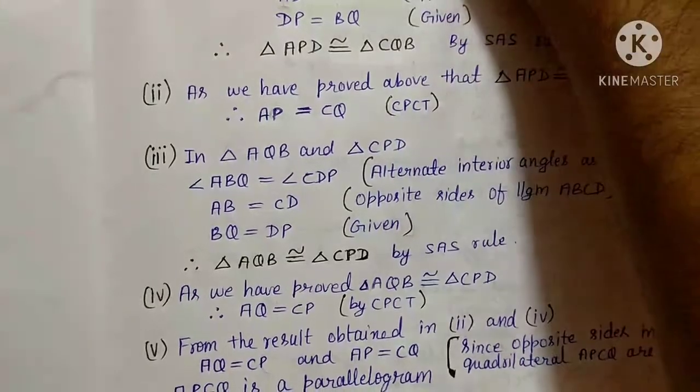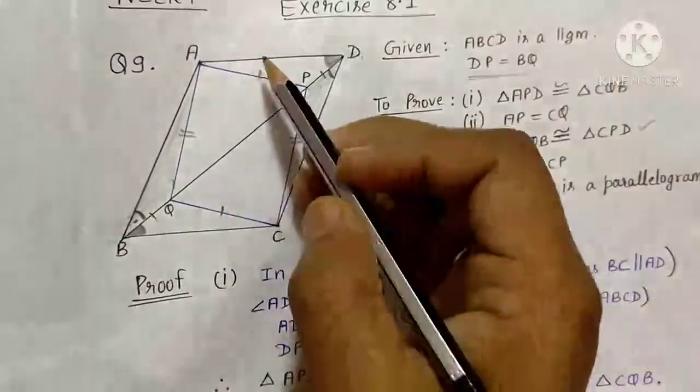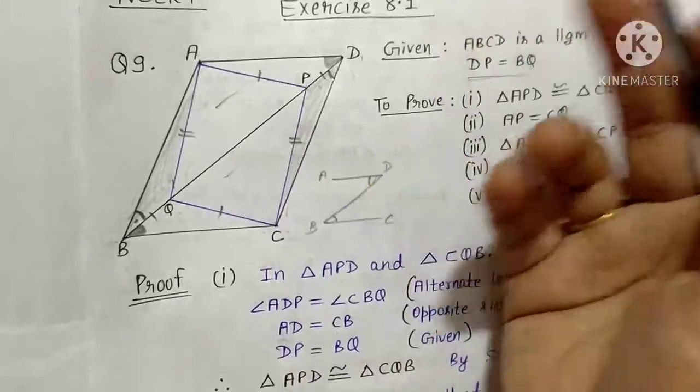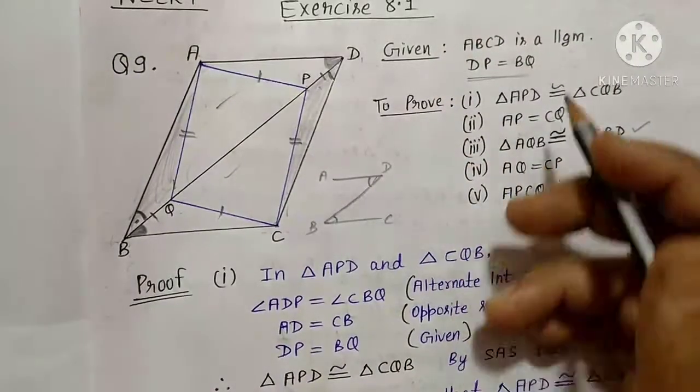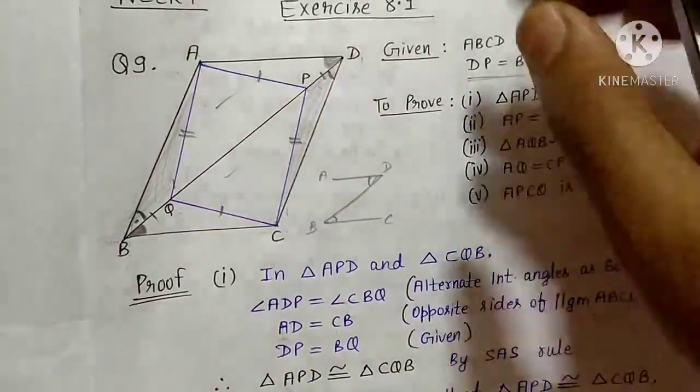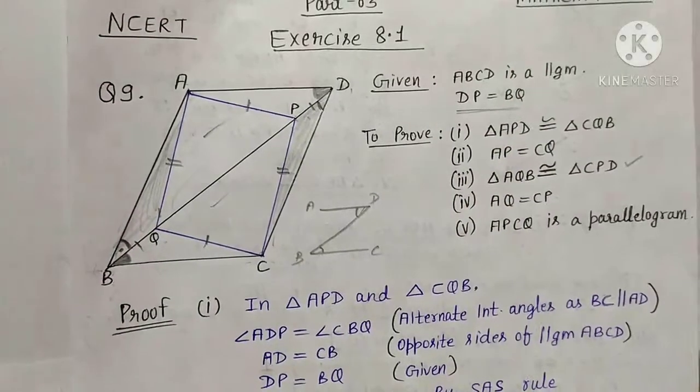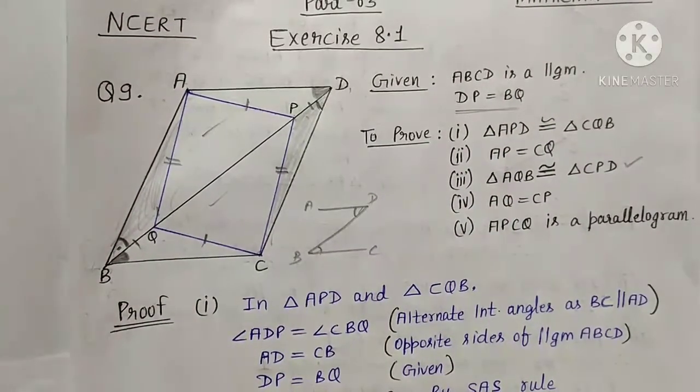We can even prove that these are parallel also by proving that the two triangles, this and this, are congruent. In this way we have proved all these 4 or 5 parts of question number 9. So question number 9 is over. Now move to the next question.